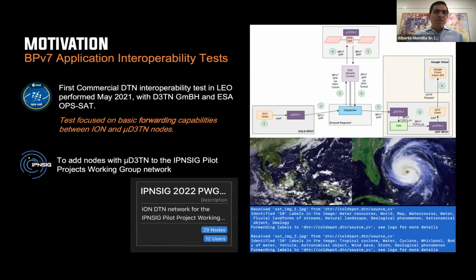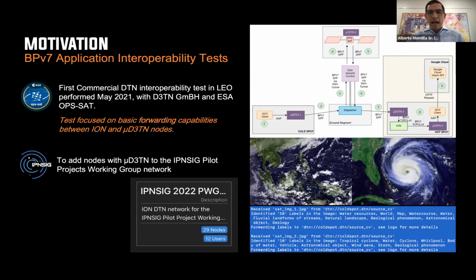So let me talk about the motivation of the interoperability tests. As many of you might know, in May of last year, we performed the first commercial DTN interoperability test in LEO. That's thanks to the collaboration. We were collaborating with D3TN, which had the main interface with the European Space Agency experiment using the OPSAT small sat. During that experiment, we were able to perform interoperability tests at the core bundle protocol level.